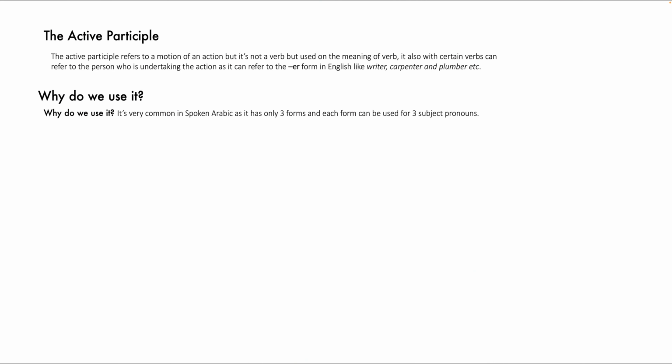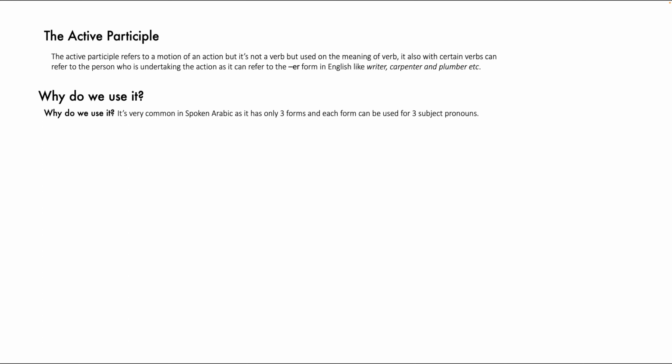As I've mentioned previously, the active participle refers to a notion of action. And that notion of action in Levantine Arabic sometimes refers to the person who's doing the action, and sometimes it refers to the action itself, which some of you might think is a little bit confusing. I wouldn't worry about it, because it will be clear within the context and how we use it. It is the equivalent of the ER form in English, like writer, carpenter, plumber, driver, and so on.